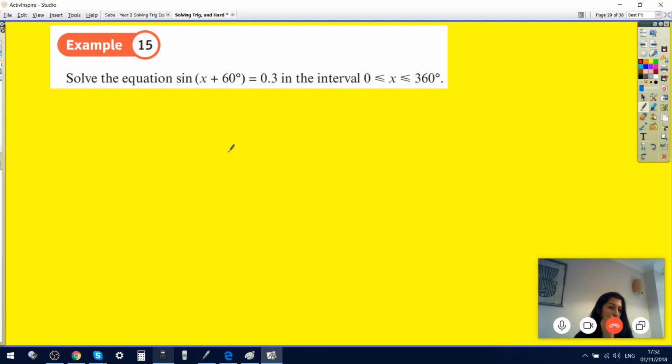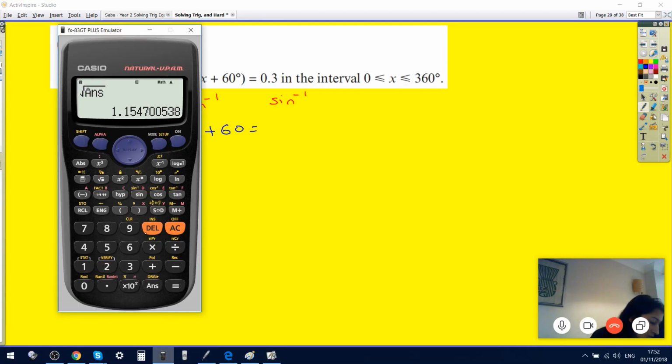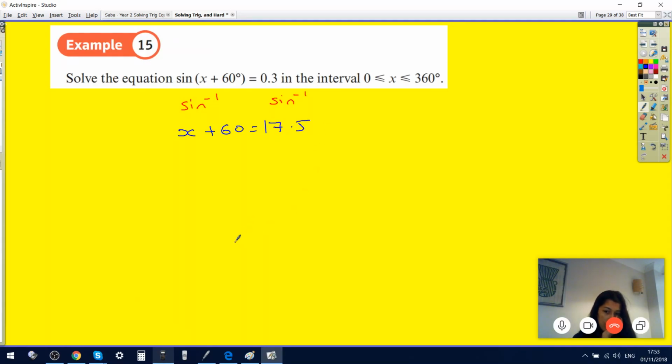Yeah, I have no idea. Inverse sine. What do you get? So sine minus 1 of both sides. So you get x plus 60 equals sine minus 1 of 0.3, which is 17.46. Let's say 17.5. And then just minus 60.